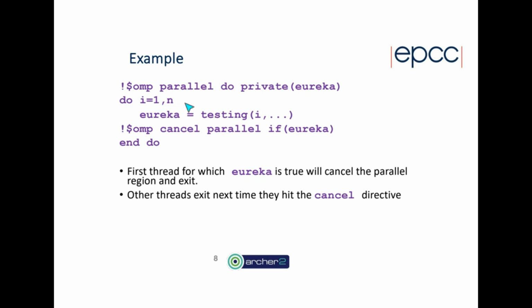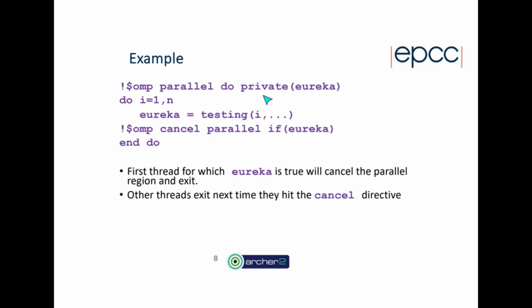Okay, so you have a parallel loop, which for every iteration does some test, and eventually one of these is going to return true. As soon as the first thread sees a true value here, then you want everybody else to stop and say, okay, we're done. So we can do that with the cancellation construct.